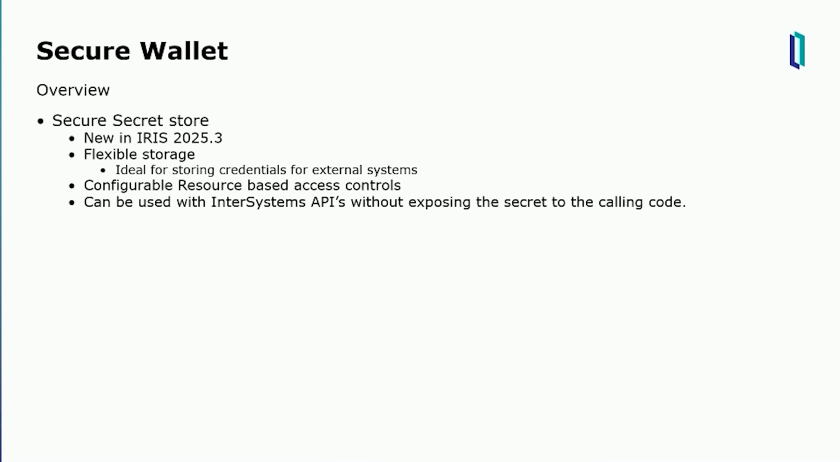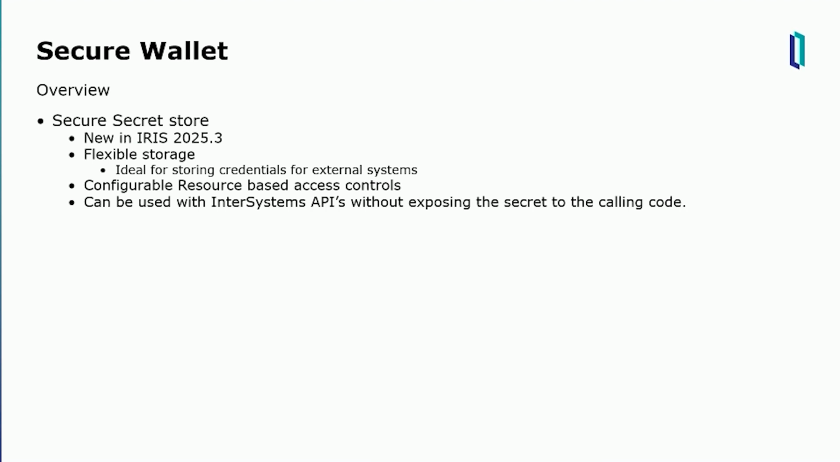This defines a flexible storage, so you can really store whatever you want, but it's designed particularly with credentials in mind. It allows you to have configurable access controls. Following the IRIS security model, you have resource-based access controls. So you need access to a particular resource in order to create or edit or use the secrets you store, and you can configure them so a user can have access to some secrets and not other secrets. They can have access to use it but not edit it, things like that. We'll talk about how that works in a minute.